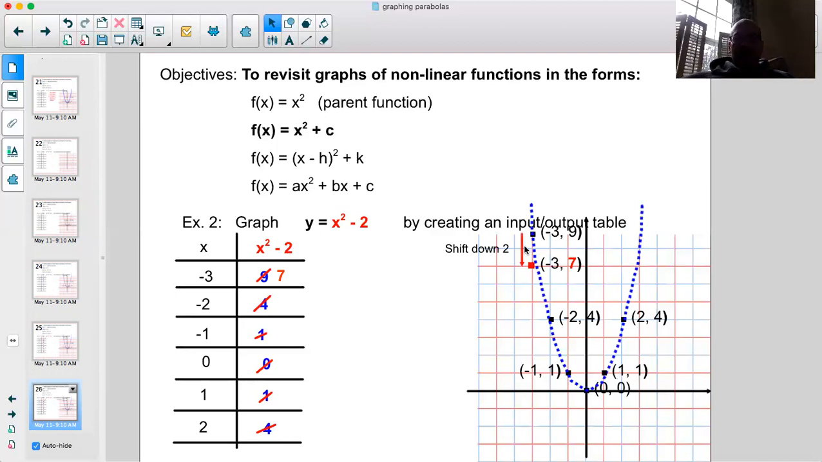Shift down of 2. I could do the same thing with this point, where this represented x squared when x was -2. But if I want to graph x squared minus 2, I could have the x squared and take the 2 away, and that's going to shift that point down also. So it seems like every single point is just dropping 2, and this is not something that's new.